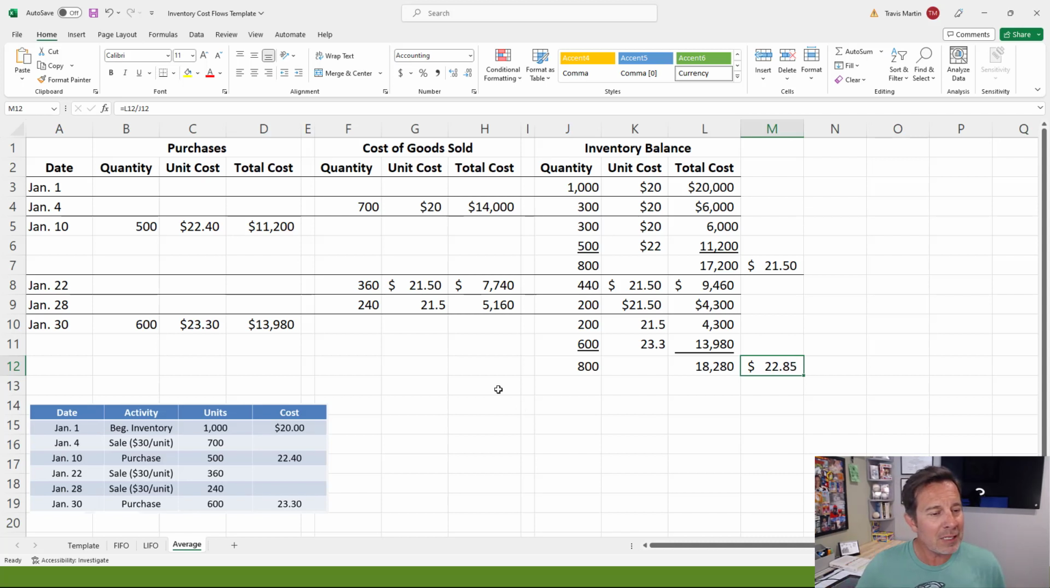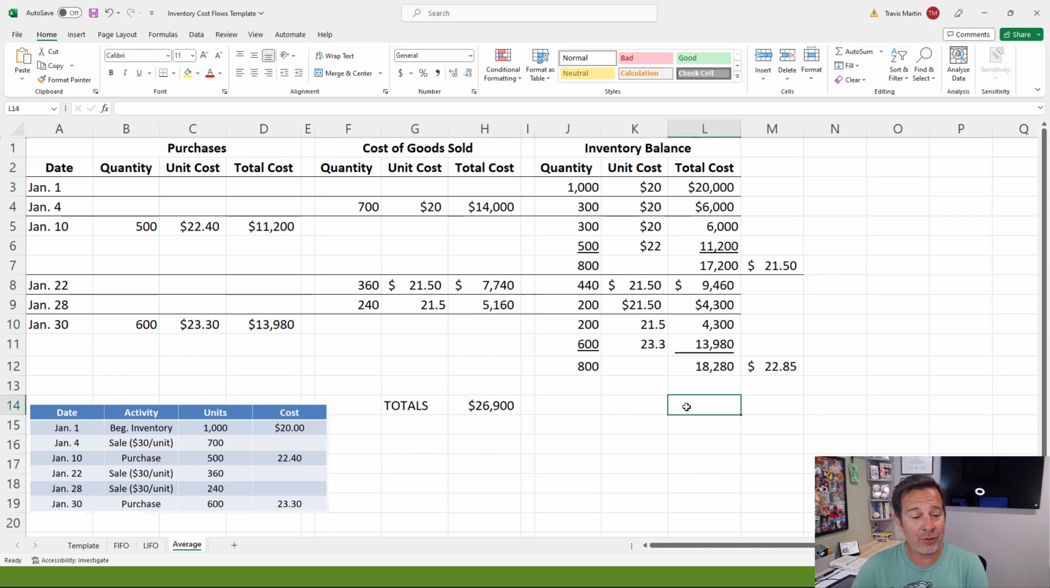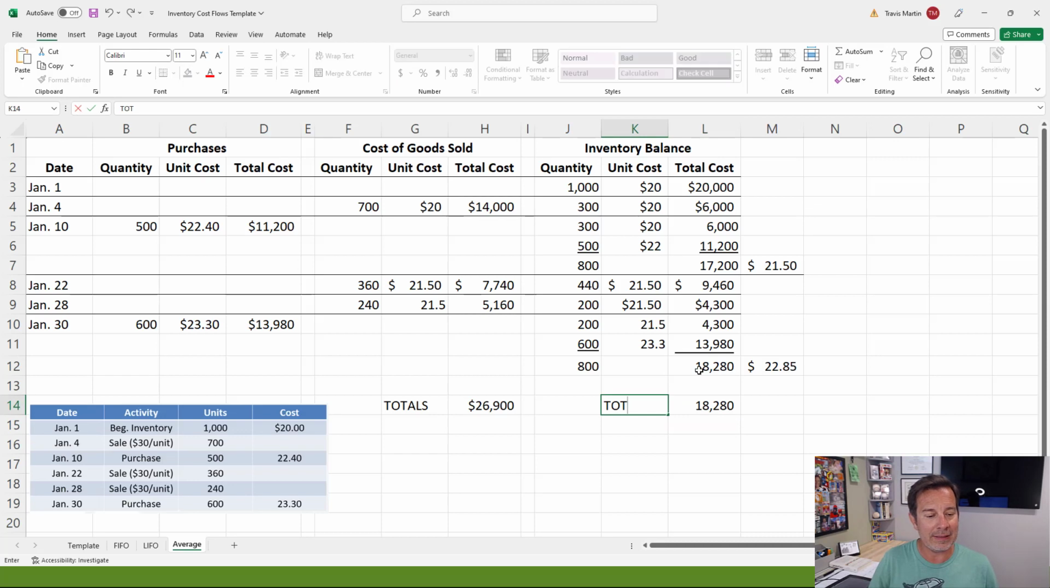So let's calculate our totals here. Cost of goods sold, 1, 2, 3, three numbers right there. 26,900. We already calculated our ending inventory, 18,280. So there we go. And one more time, we'll check to make sure our total inventory cost is equal to cost of goods sold plus our ending inventory. We'll go ahead and do the math here.